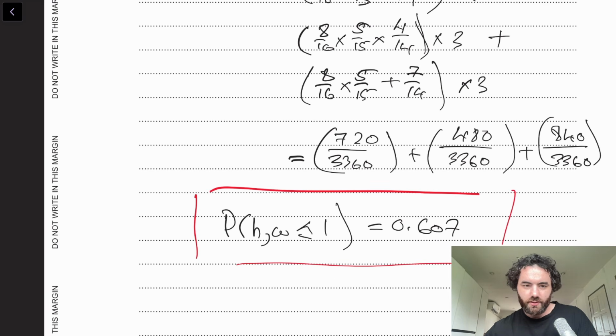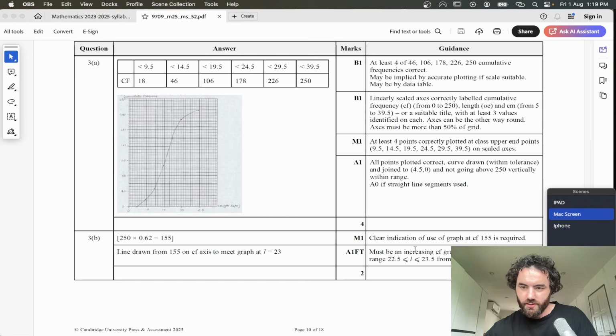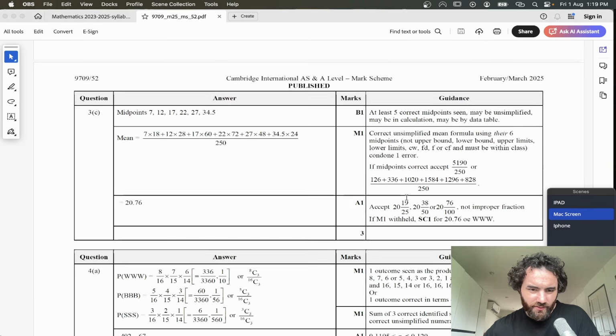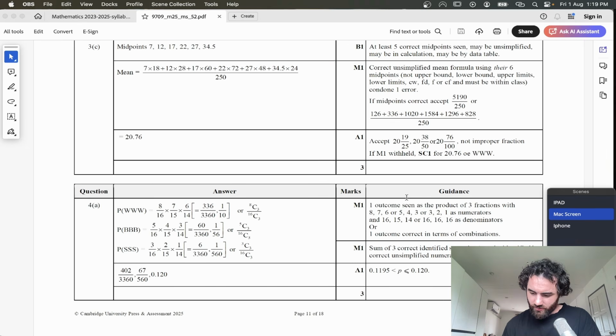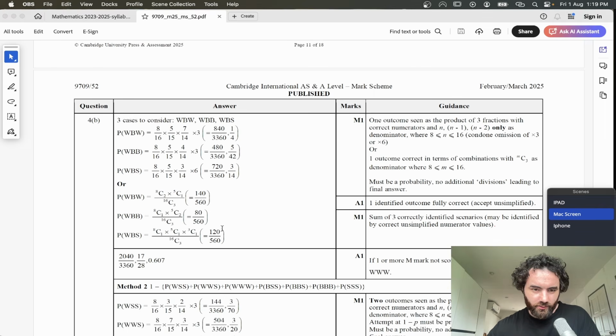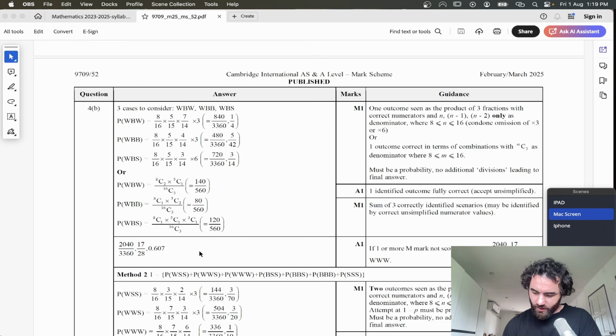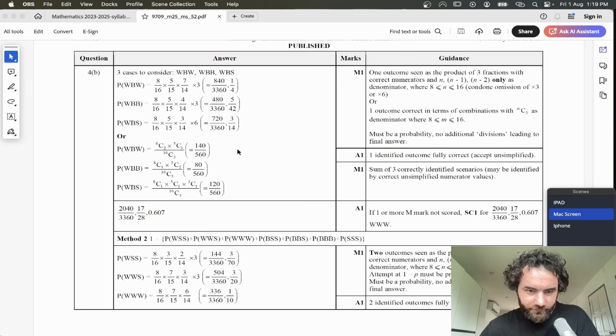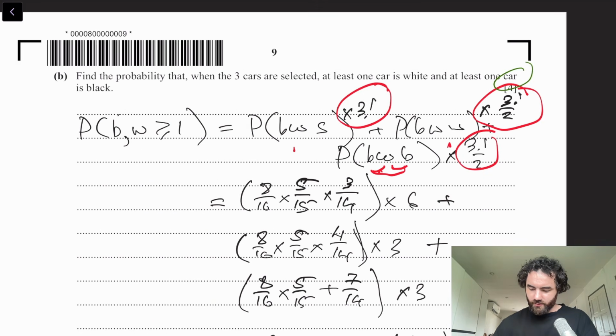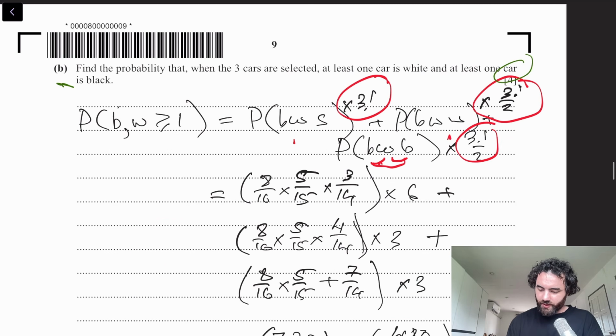Let's check that. Let's go max screen. Okay, let's check this. 4A, 0.120. Okay, that's correct. First one was correct. So I did it right. It was the one without replacement, which was kind of tricky. And this one, 0.607. Yes, I got that. Okay, cool. Is that how they did it? They did the same way as me. Two methods, okay. This one was a little bit tricky.